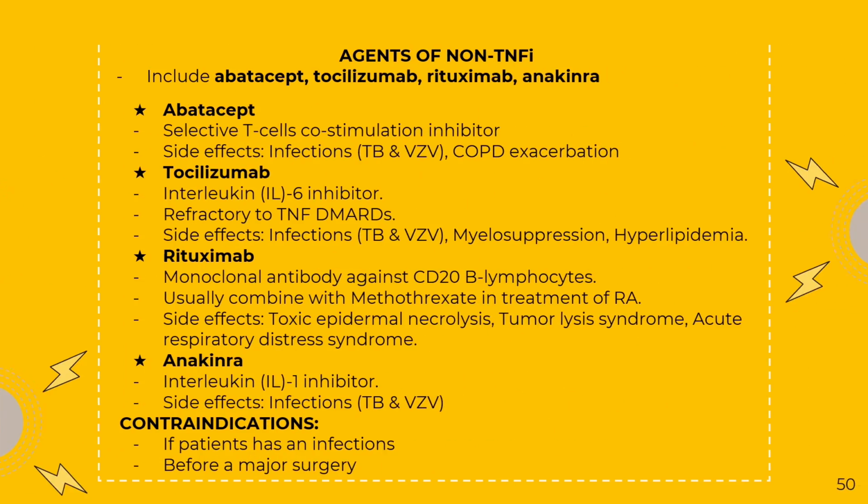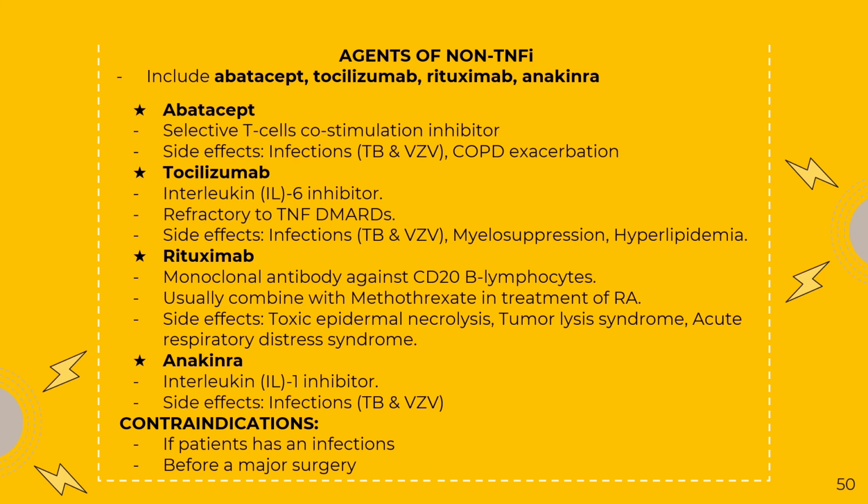The next one is agents of non-TNF inhibitor. It includes abatacept, tocilizumab, rituximab, and anakinra. Usually, the actions of these drugs are the same, that is to reduce the symptoms of rheumatoid arthritis. The first one is abatacept. It's a selective T-cell co-stimulation inhibitor. The side effects are infections of tuberculosis and varicella zoster virus, and also chronic obstructive pulmonary disease exacerbations.